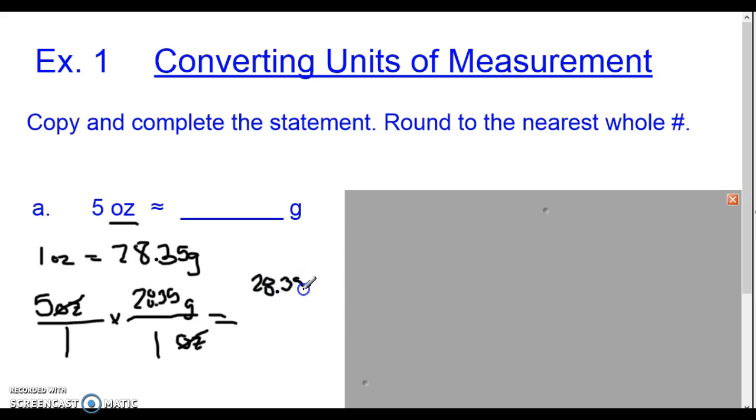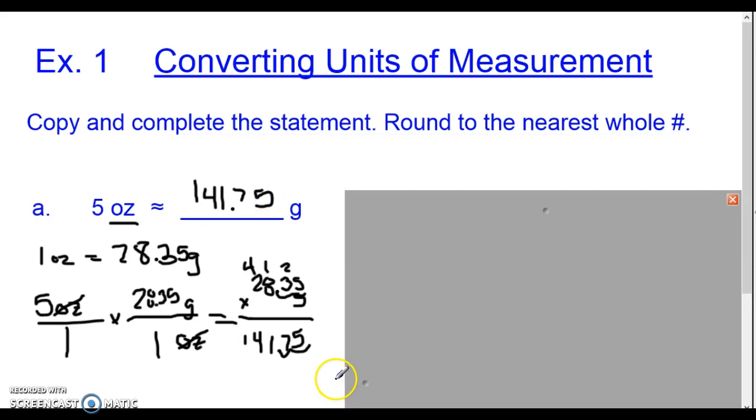28.35, I'm just going to show my work, times 5. So the hardest part about this lesson is going to be if you are struggling with multiplying with decimals. 5 times 5 is 25, carry your 2. 5 times 3 is 15 plus 2, 17, carry your 1. 5 times 8 is 40, plus 1, 41. Add the 4. 5 times 2 is 10, plus 4 is 14. And then right here, I need to move my decimal 2 spots. So 1, 2. So 141.75 grams.